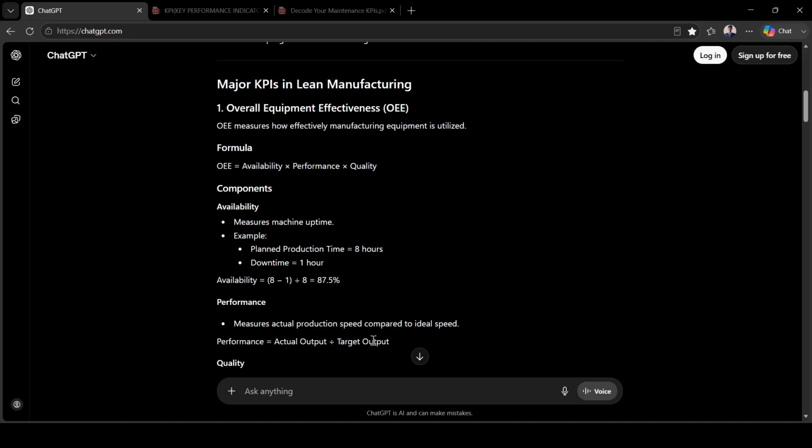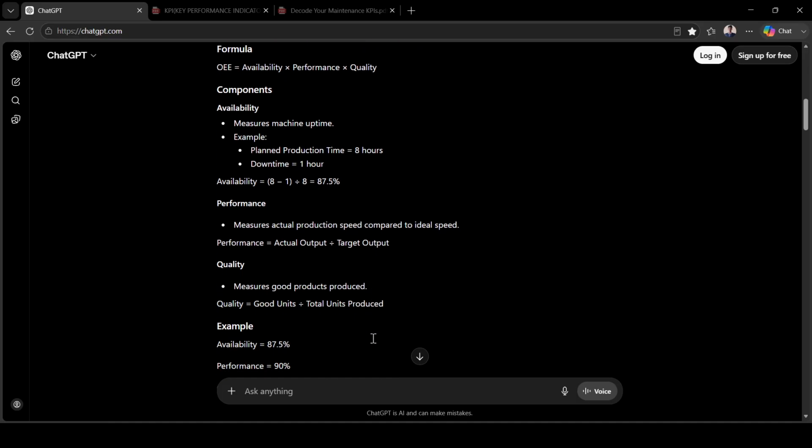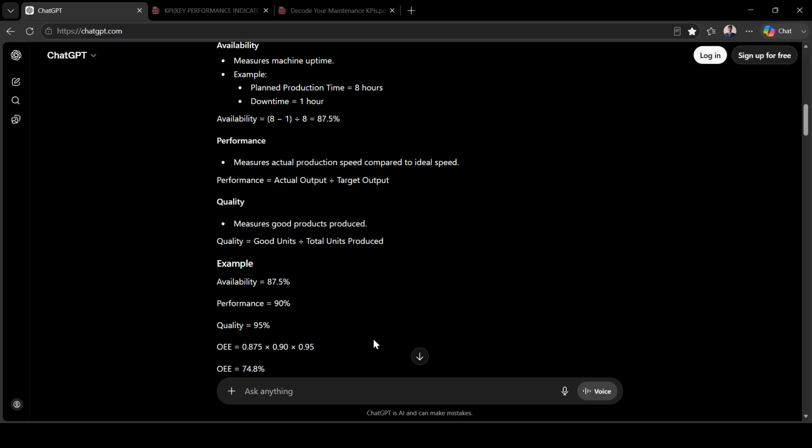The components: availability measures machine uptime. Example: total planned production time equals 8 hours. Downtime: suppose one machine is not running for 1 hour. So availability equals (8 minus 1) divided by 8, which is 87.5%. Then the next one is performance.